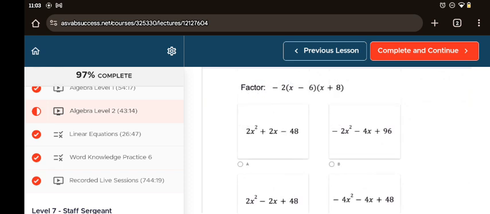So this one is similar to the last one. We're going to wait to distribute that negative 2 to the end. We start with the FOILing. But we still write our negative 2 so we don't forget it, okay? X times x, x squared. X times positive 8, positive 8x. Negative 6 times x, negative 6x. Negative 6 times 8, negative 48.